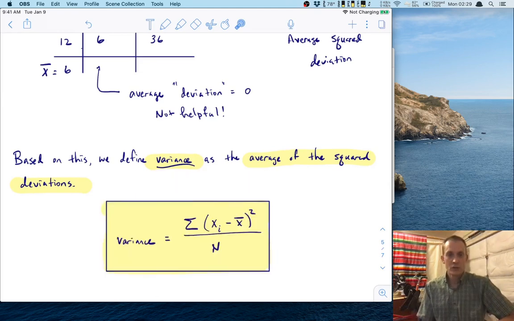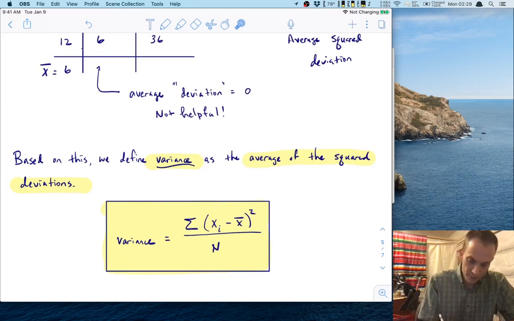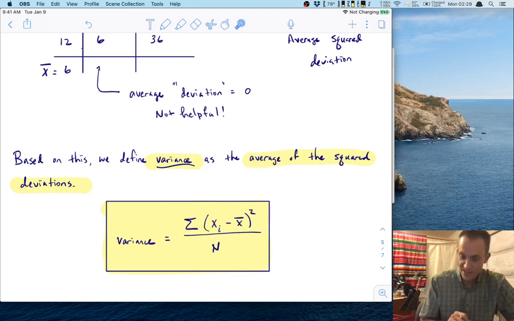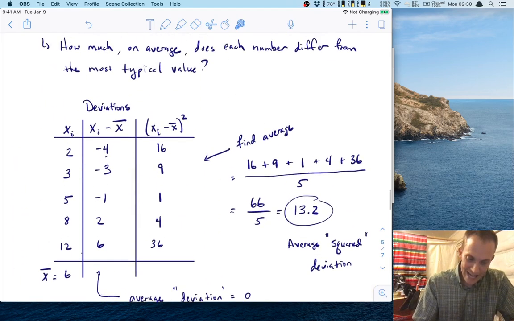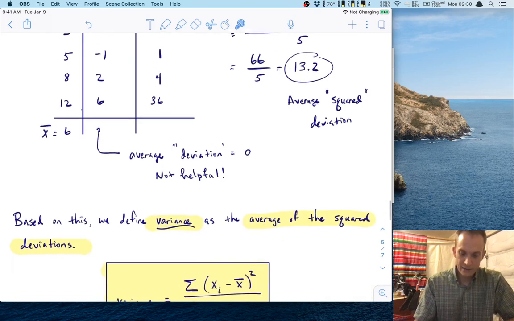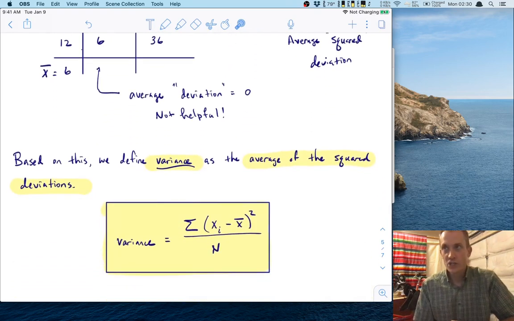The formula is usually pretty scary in a first stats course, but I want you to realize that this simply indicates what it is that we did by hand in that table. We added together the squared deviations and then we divided by n. So don't let the formula scare you too much. It's nothing more than a shorthand for exactly what we did. So we weren't able to find out how much each number differed from the most typical value, but we got close. We got close in terms of how much the squared deviation is from each typical value.